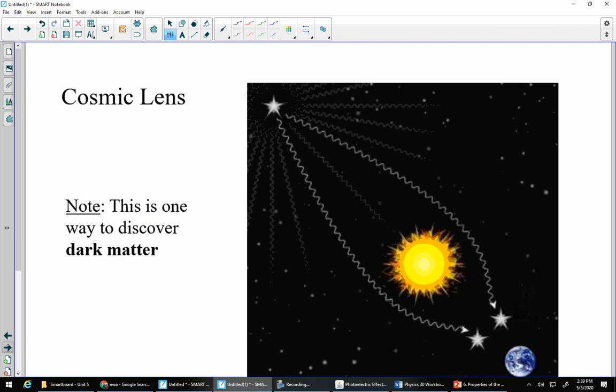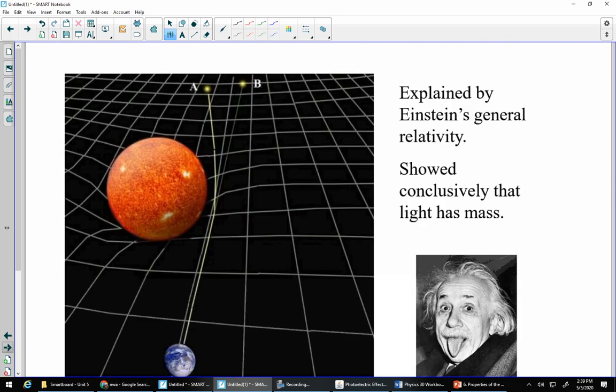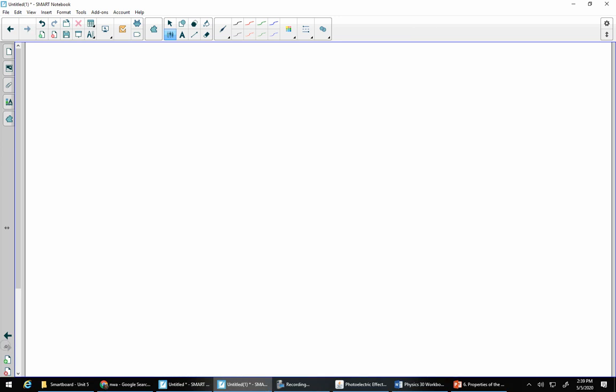Another place where we see this is cosmic lenses. Right? So this is one piece of evidence for dark matter and for black holes. So if light has momentum, it should be affected by gravity. So it bends as it passes around large masses like large stars or large chunks of dark matter or even black holes, which is pretty cool. This is explained by Einstein's theory of relativity, showing that light has mass, right? Or at least equivalent mass, which is pretty cool.